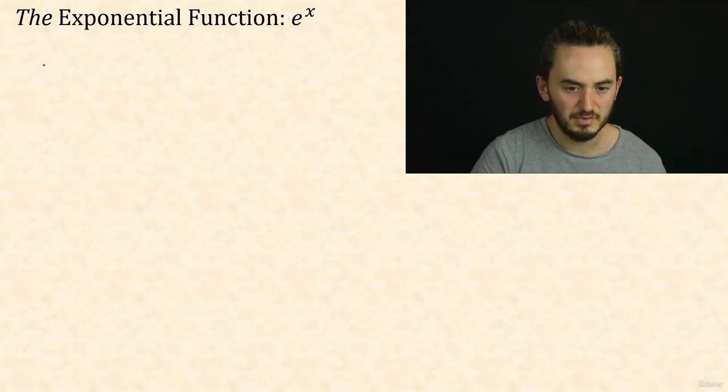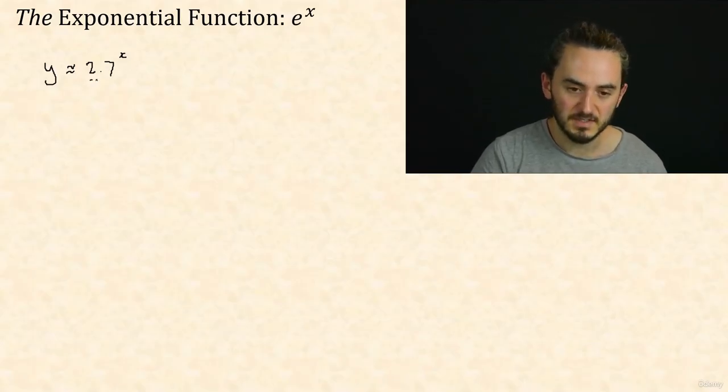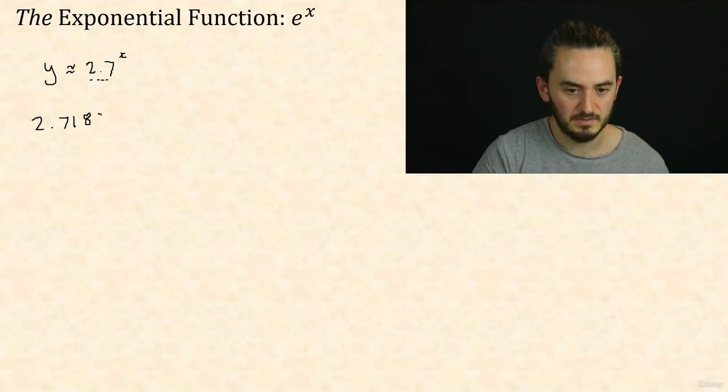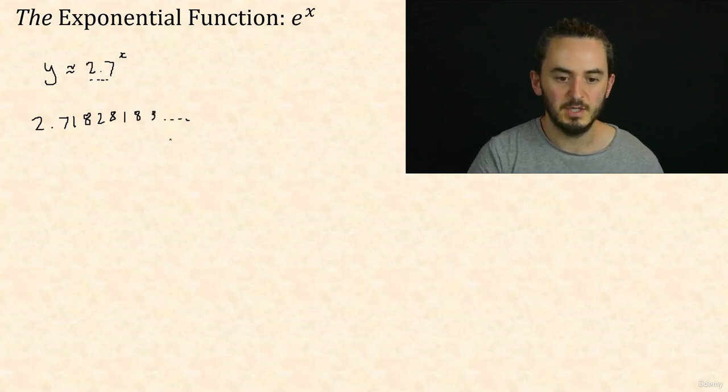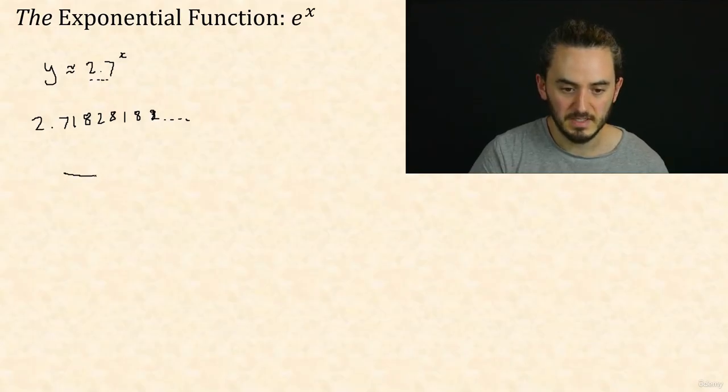All right, so it's true that if y is roughly 2.7 to the x, then we saw that the gradient function is the same. Now, it's not exactly 2.7. It's actually this number here, 2.718281828, and so on. Now, if you want to know what that number is, you can find it on your calculator. It has a name. It is called e.